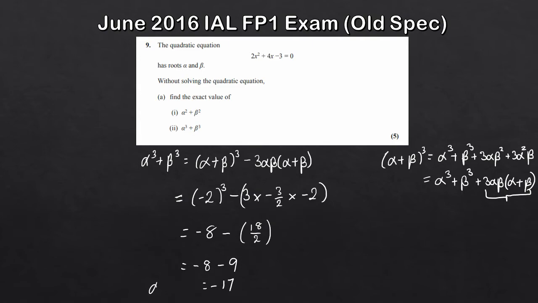Okay, so alpha cubed plus beta cubed is just minus 17. So these, again, are very common. If you see something like this, like alpha squared plus beta squared, think about what you just need to subtract off.